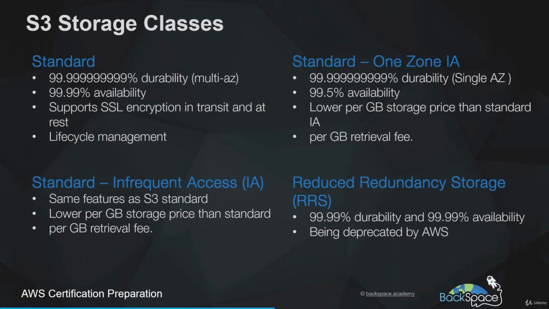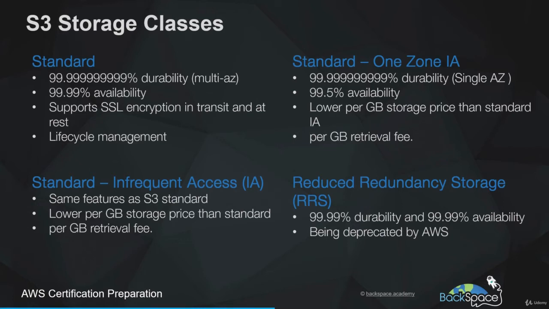There's also another standard that's come in, which is infrequent access, and that has the same features as S3 standard, but it has a lower per gigabyte storage price. But when you want to get that data, you're going to be paying a per gigabyte retrieval fee. So if it's not very frequently accessed data, and you want something in between maybe Glacier, which is a long-term archiving solution, and standard, that is a good option.